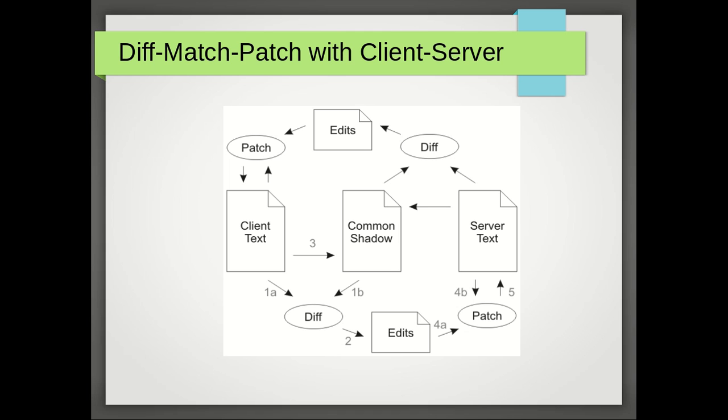Once some difference is generated, that will go through match, and then it will be patched or merged with the other one. For example, if we see some difference in the client, it will go through 1A through diff, then 2 to edit, and then through 4a it will be patched to the server text. And the other way around, if we see some change in the server, it will be identified by the diff command, then matched, and then patched with the client text.